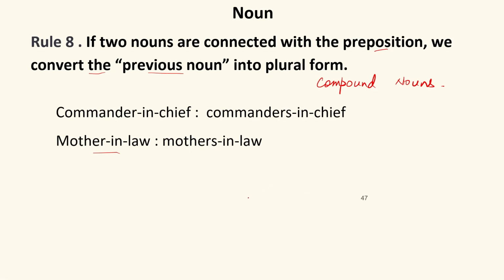Now, if I have to convert this into plural form, there is a rule or a trick. For example, if we have two nouns and both the nouns are connected with a preposition. A preposition is like of, in, at, by, on, over, and so on. Now, if two nouns are connected with a preposition, we do the change only in the first noun. It means we make the plural of the first noun and not the second one.